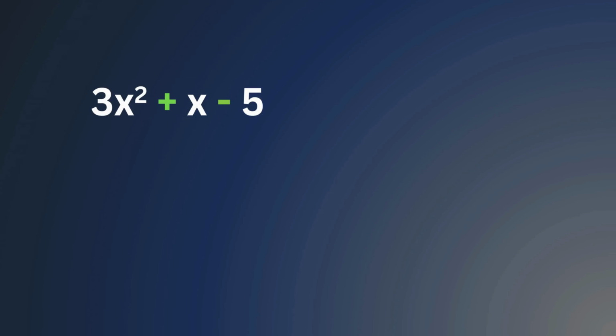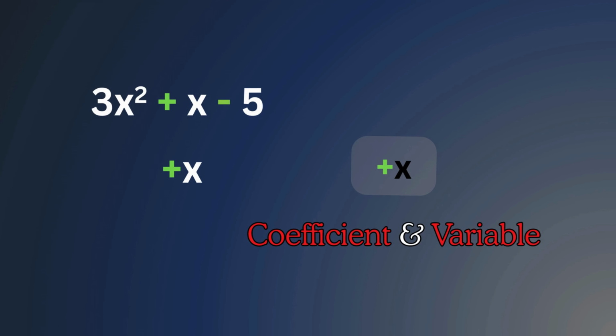But wait, there's something odd here. The second term seems to be missing a coefficient, and the third term is missing a variable part. Let's analyze it. The second term, plus x, is actually plus 1 multiplied by x. We don't write the 1, because multiplying by 1 doesn't change anything, but it's there. So the term plus x has both the coefficient and variable part. However, only the variable part is written and the coefficient part, 1, is not written. That's why the term looks like just x.